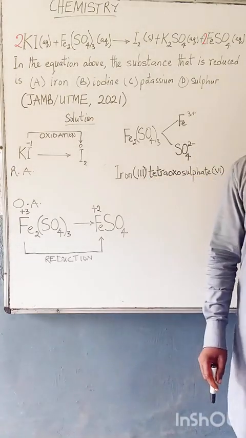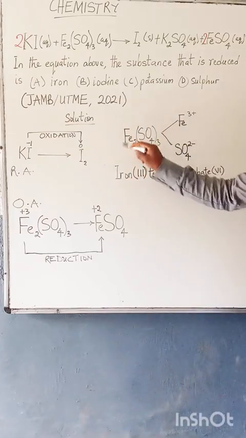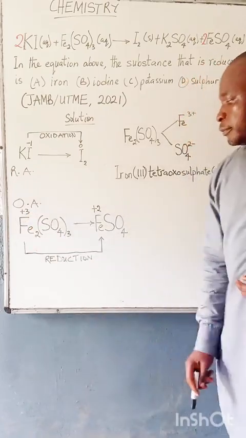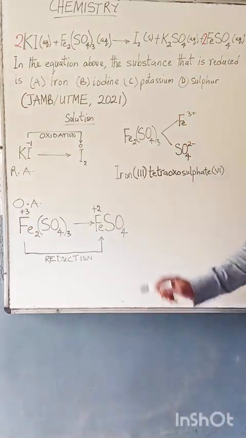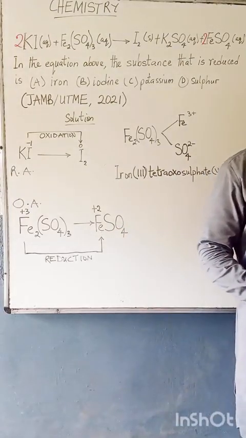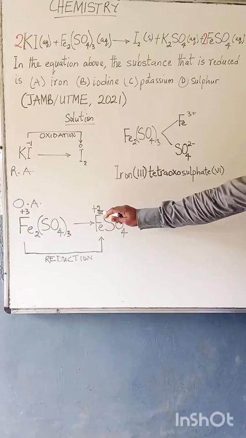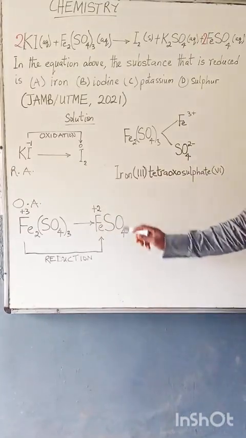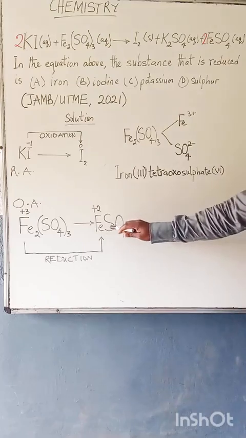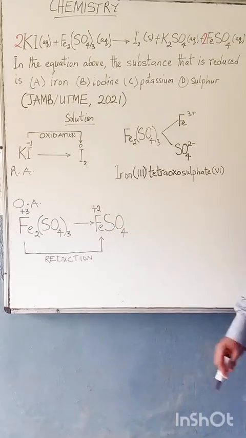What does that mean? It means that the charge of the element iron in this compound is +3, and that is what I've indicated here, +3. Then on the product side, where we have FeSO4, what is the charge of iron in this compound? The charge of iron is +2, because the IUPAC name of this compound is iron 2 tetraoxosulfate 6.